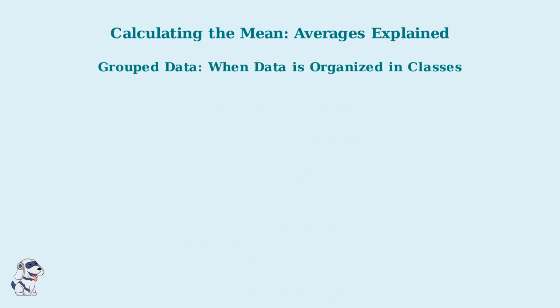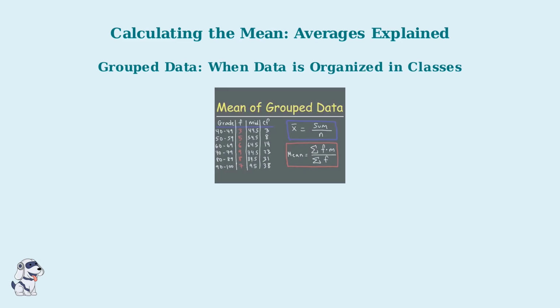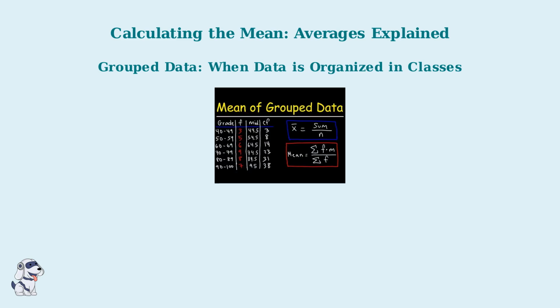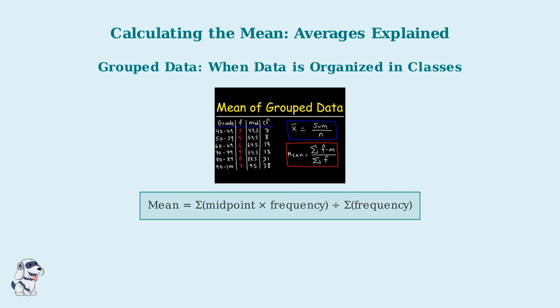Sometimes our data is organized into groups or classes with frequencies. For grouped data, we need a slightly different approach to calculate the mean. Here we see a frequency table with grade ranges, their frequencies, and midpoints. For grouped data, we use the midpoint of each class interval and multiply by its frequency. The formula for group data mean is the sum of each midpoint times its frequency divided by the total frequency. This gives us a weighted average that accounts for how often each value range occurs.